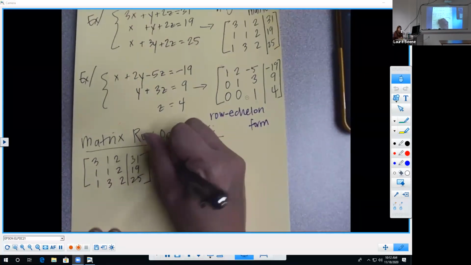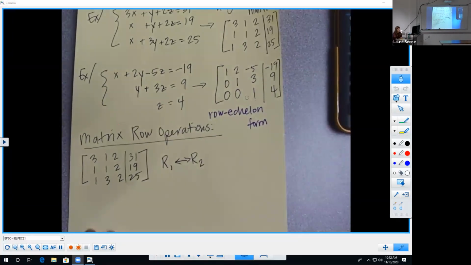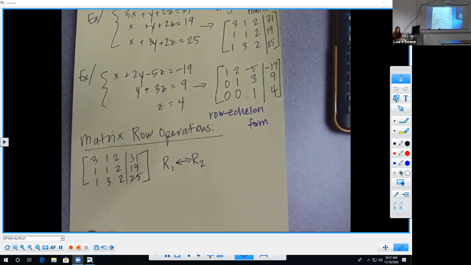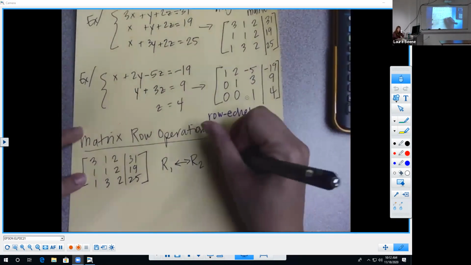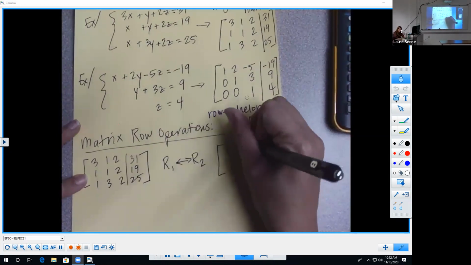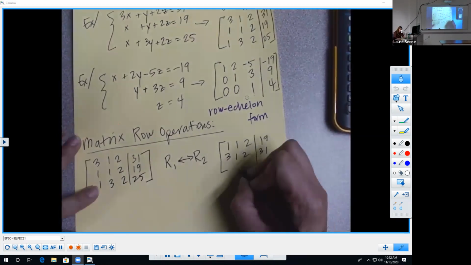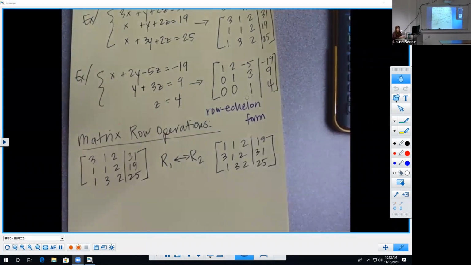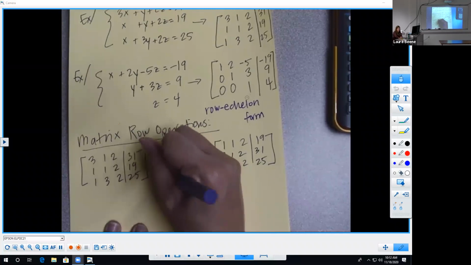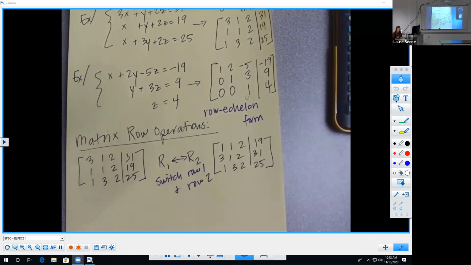And let's switch row 1 and row 2. When you switch row 1 and row 2, you literally flip-flop the rows. So row 2 is going to go in place of row 1 now. 1, 1, 2, 19. 3, 1, 2, 31. 1, 3, 2, 25. Okay, so all we did here was switch row 1 and row 2.